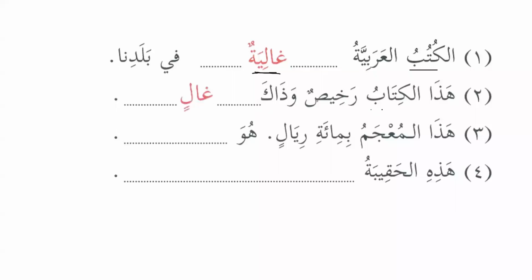So because kitab, as we know, is masculine, this is a subject and the predicate is also masculine. هذا المعجم بمئة ريال. This dictionary is 100 riyals. هو, what should we use? غال أو غالية. هو غال, excellent.